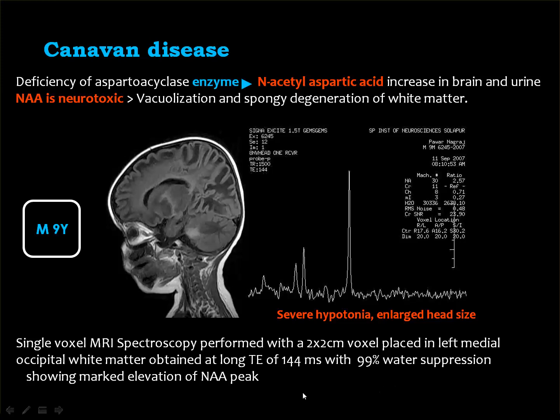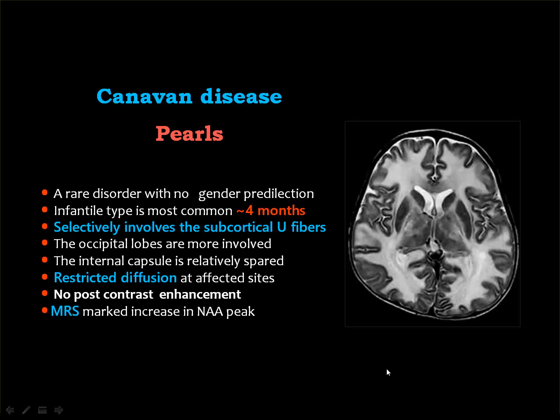You remember from yesterday that Canavan disease is the only disease that elevates the peak of N-acetyl aspartate compared to other peaks on the MR spectrum. And this is one of the easiest ways to reach the diagnosis of Canavan disease. Whenever you see extensive white matter involvement, and you see the characteristic vacuolation of the white matter, and you go for MR spectroscopy and you see the peak of NAA is very high, then you reach the diagnosis of Canavan disease.